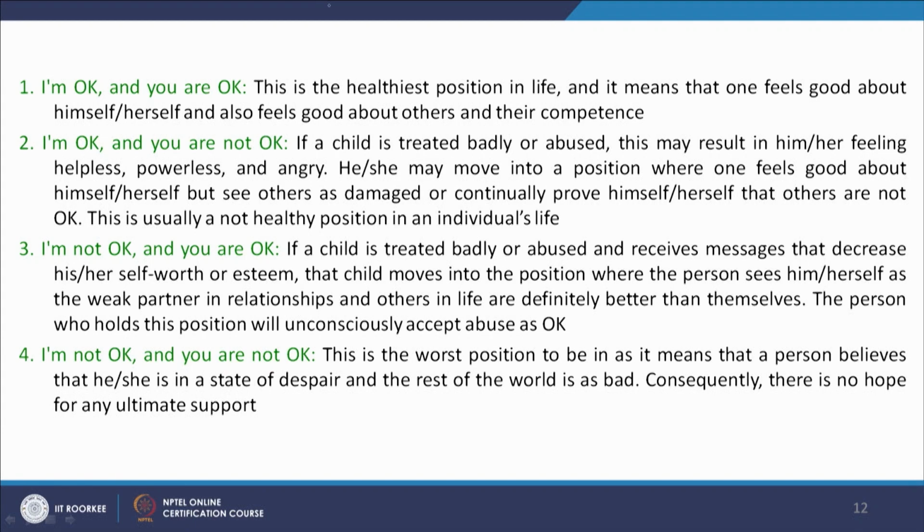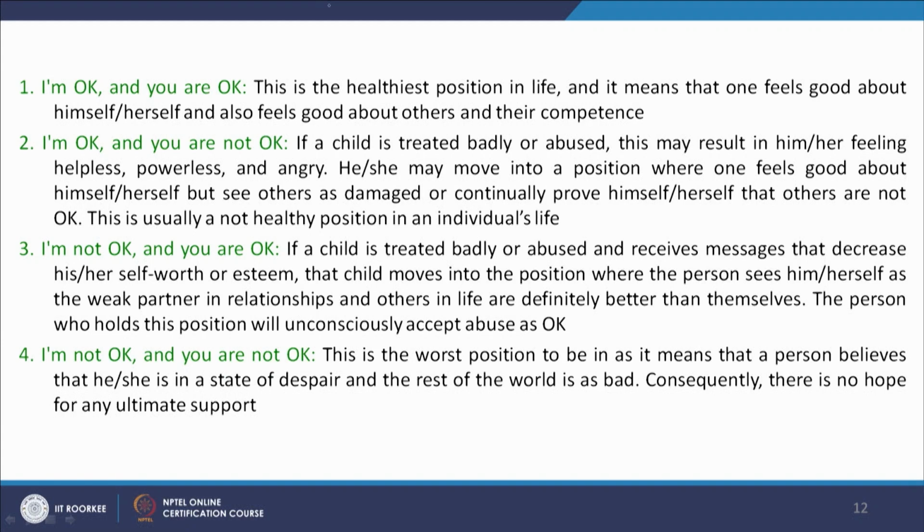It is the other way around from life position 2. So, in this life position the person tries to underestimate himself, proving himself to be a weak partner or an incompetent person to handle his life situation. So, this is again a very unhealthy lifestyle, but the difference is that the person who holds this position will unconsciously accept abuse as okay. That means, if the child has been abused, then the child does not want to retaliate. In fact, the child absorbs this life position and considers it okay to bear abuse.